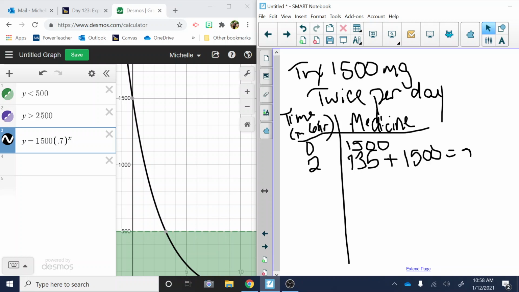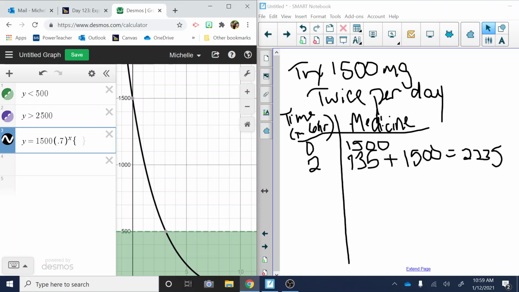Is that safe? Can I do that? Yeah, that's okay. That's below my threshold. Okay, so now I'm going to let that decay. Here's what I'm going to do on the graph to keep track of this. This first dose gets me from the beginning to the 2-hour mark.